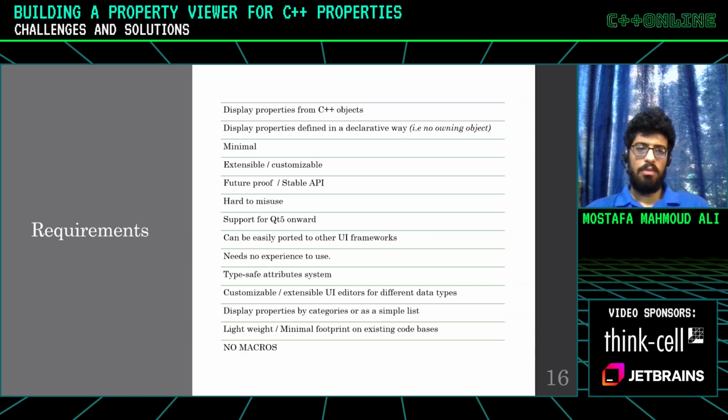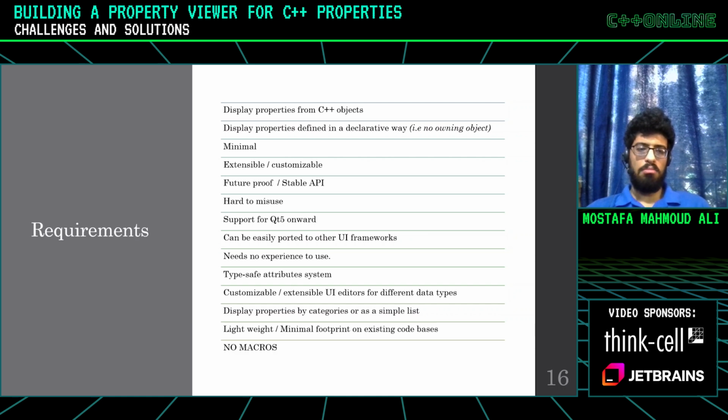It had to be extensible and customizable. It had to have a stable API, so that it is future proof. I needed it to be hard to misuse by design. Also, it had to support Qt5 onward, so Qt6, Qt7, whatever. It would be nice to have if it was something that can be easily ported to other UI frameworks. Also, I need it to be very simple, so that it needs no experience to use.